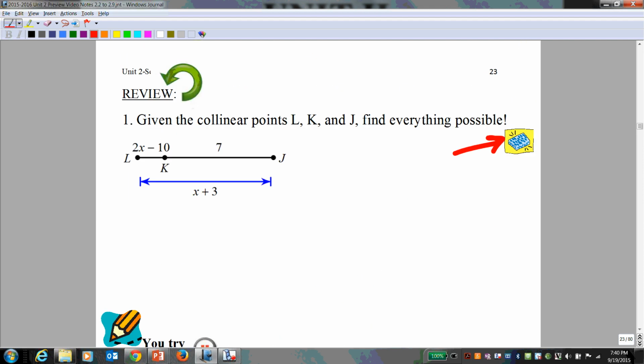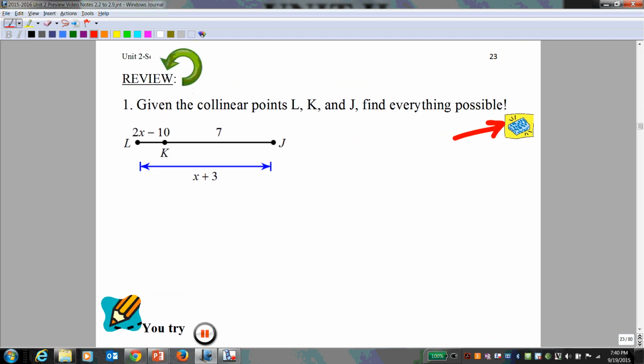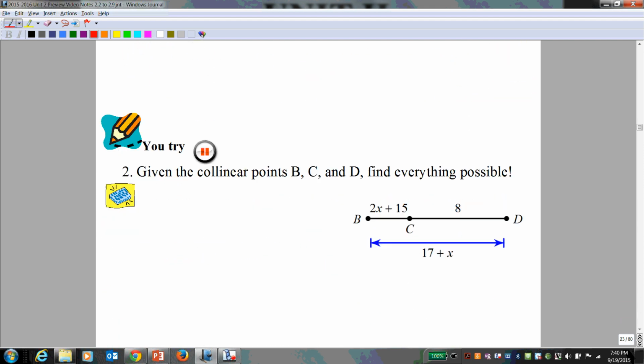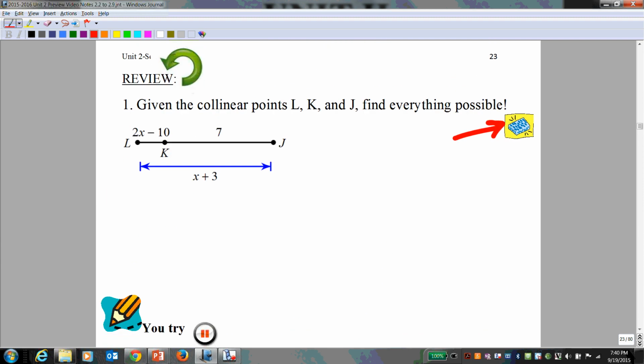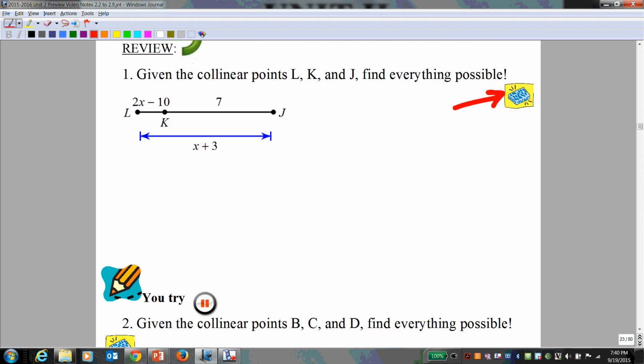Actually, it says right here, you try. We're going to do one together, and then you do what you try, just as a quick review. I didn't notice the you try. It says, given collinear points L, K, and J, find everything possible.